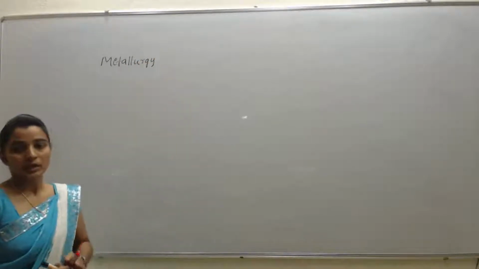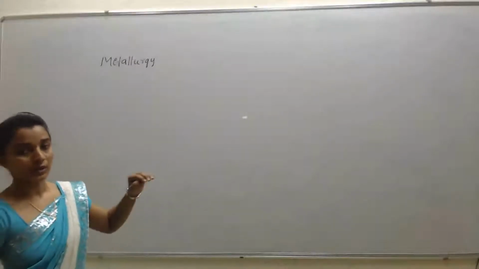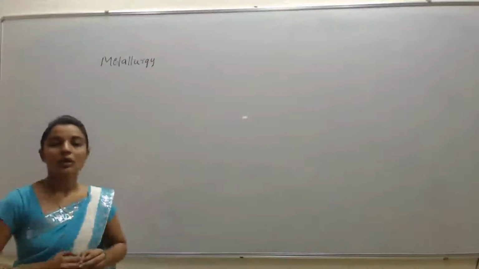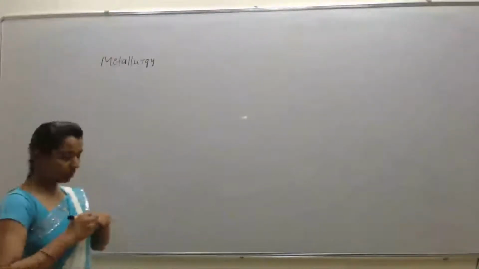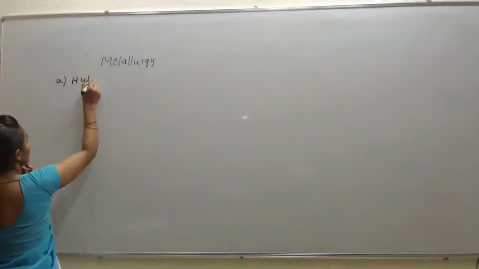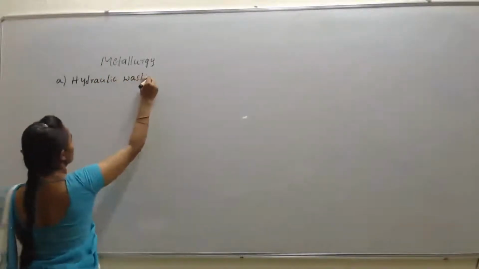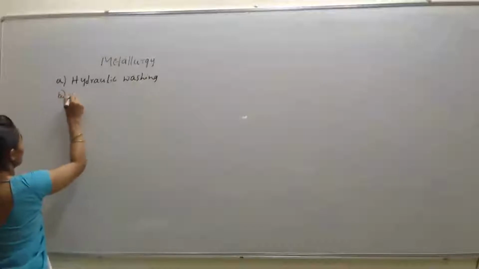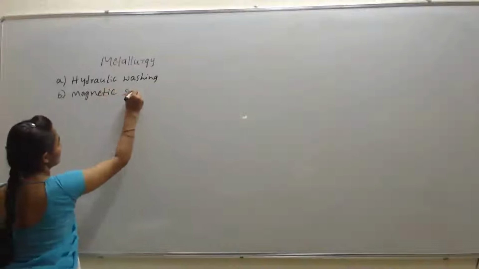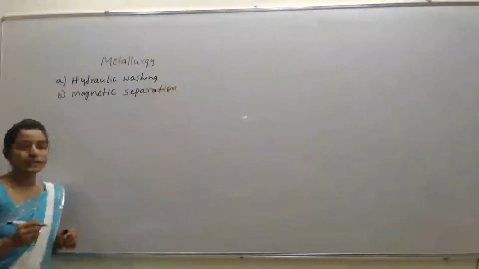In the last class in the metallurgy chapter, we discussed what? The concentration of the ores. In that we discussed hydraulic washing and magnetic separation. These two were already discussed in the last class.